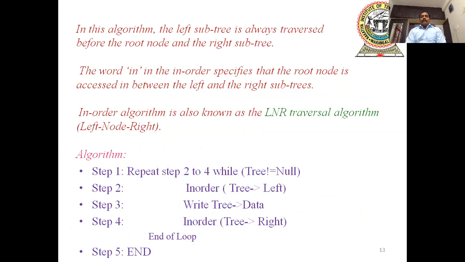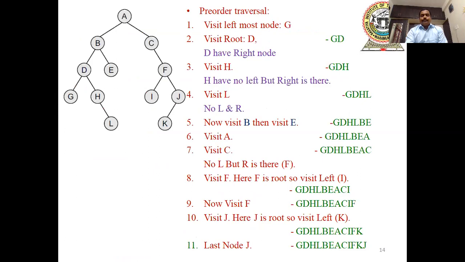So I give an algorithm here. First we have to visit the left side, then the root, that is data, then the right side, till the tree is not equal to null. So we have to visit one by one. First the left side, then when the left side is over, the root node, then the right side. Like that we can perform this operation. The same diagram we will take for verification.